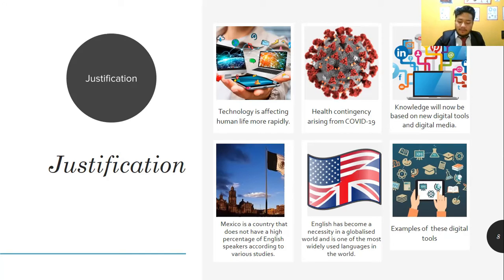Some examples of these digital tools: the BBC Learning English, English Mention, English Byte, Language Guide, Word Reference, Merriam-Webster. And these are examples of these technologies.